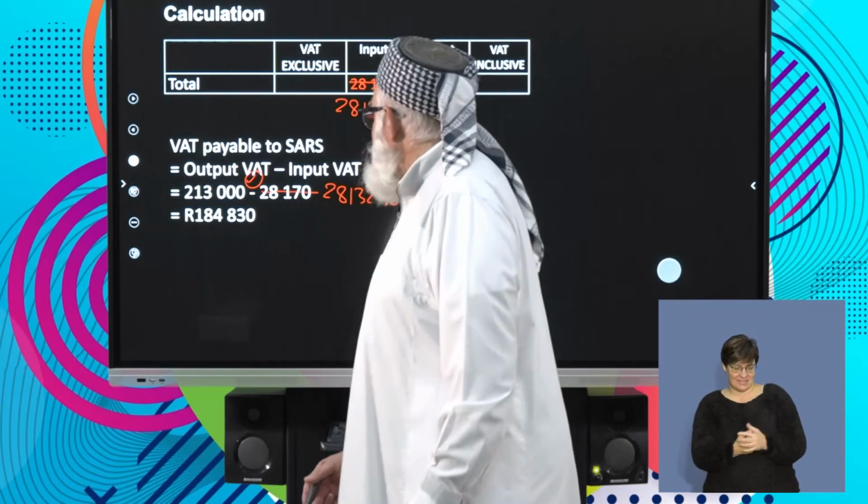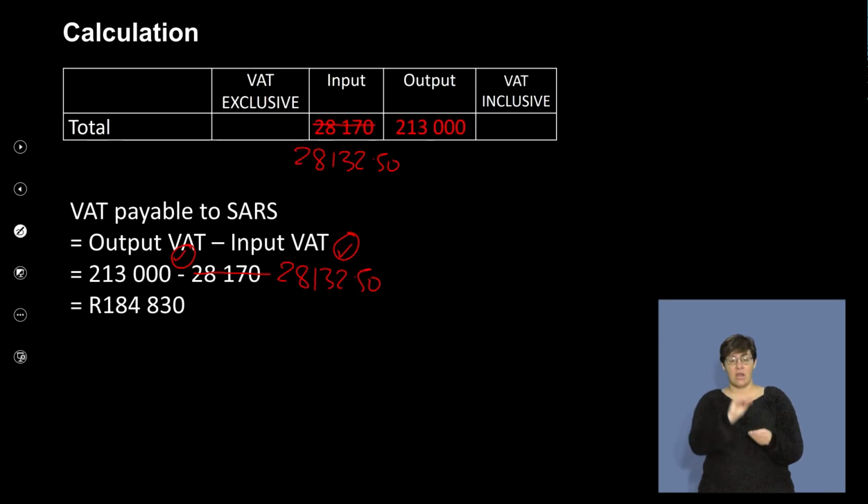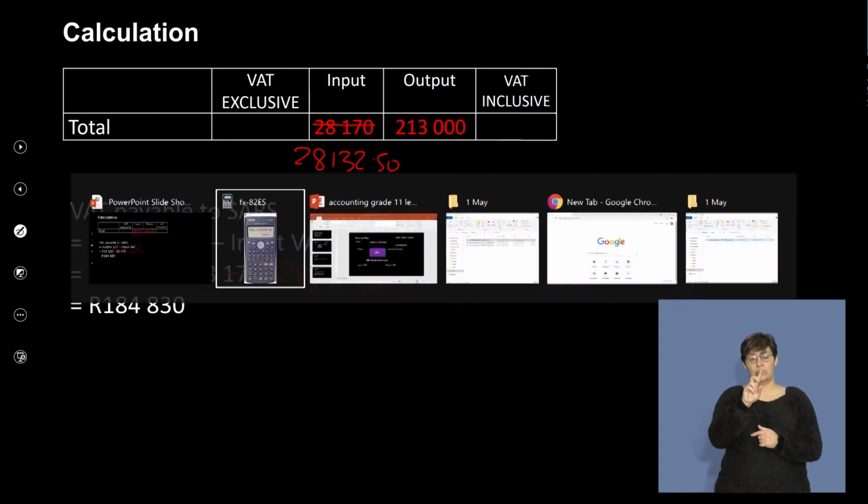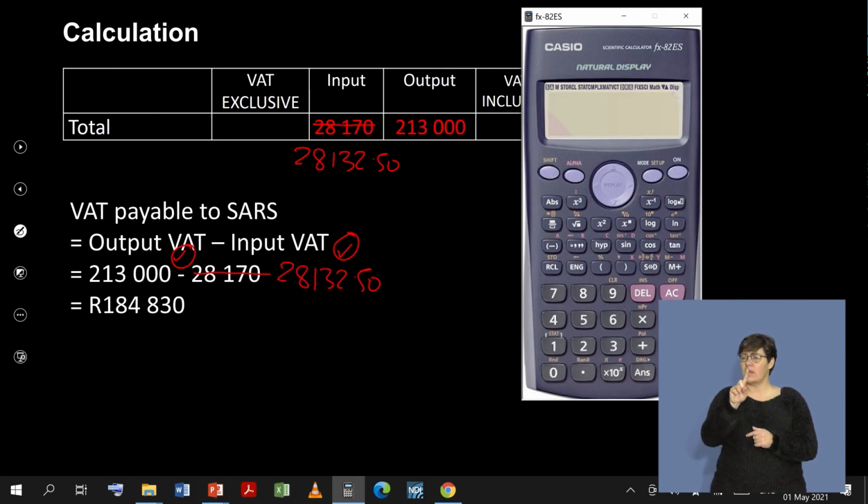Okay, this means that our total VAT output was 213,000. Let's get that figure. 213,000, right? Minus our input figure of 28,132.5.